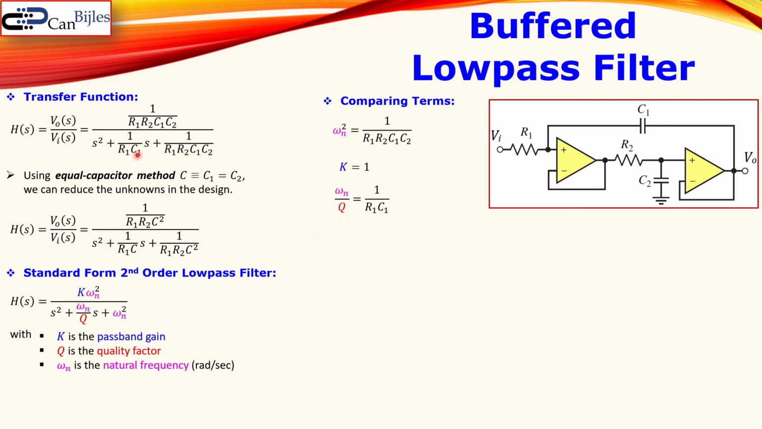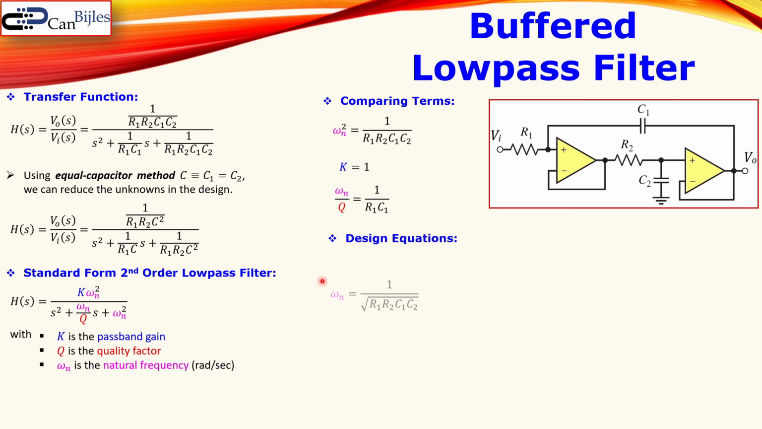The 1 over R1 and C1 will be then omega n over Q, which is actually shown here. So we have here actually three equations, but actually this is always 1, so you have two equations where you need to calculate for component values. That means we need to select some values. We will see that shortly in our design example.